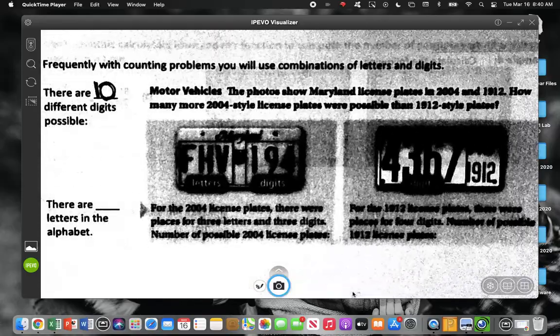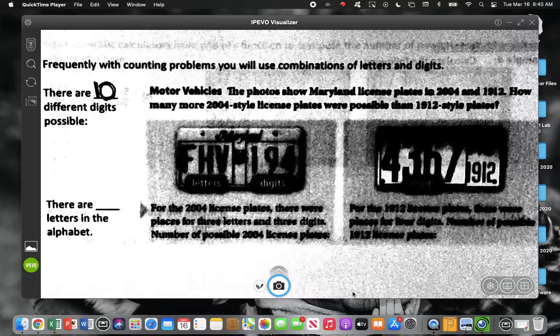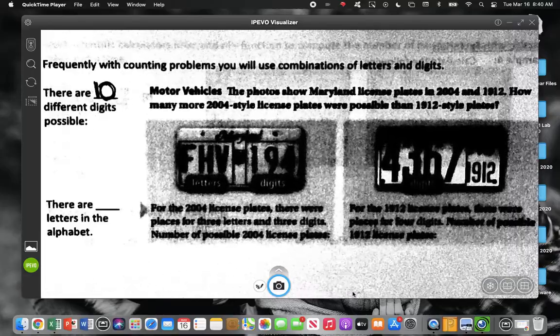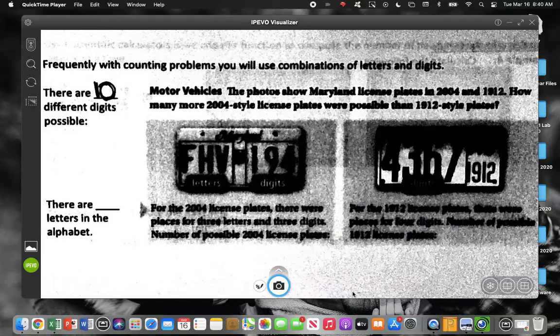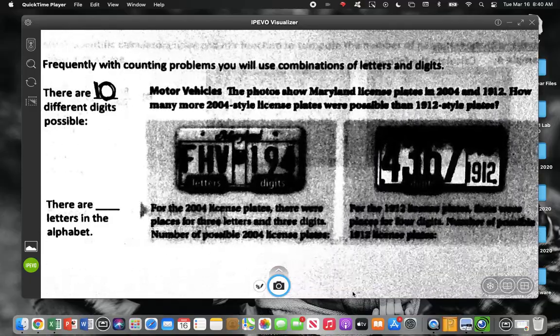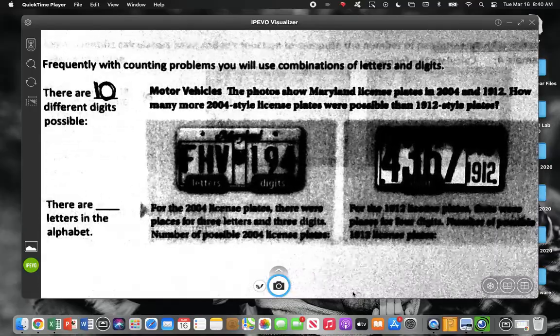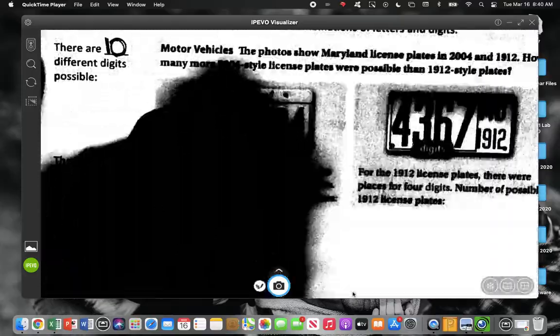All right, so on a license plate, the reason why it's 10: do you guys agree that 1 through 9 would be options? You can also have a 0. So 0 through 9 gives you 10 digits. Now, how many letters are there in the alphabet? 26.